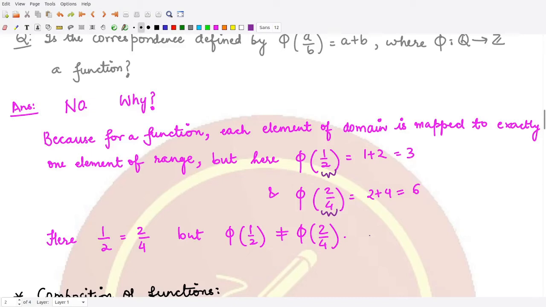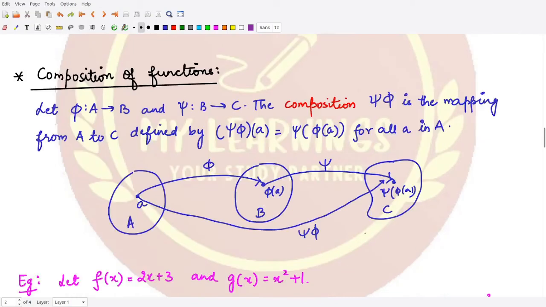Correct? Now next let us move on to another concept, which is the composition of functions. So how do you multiply different functions? In order to multiply or compose two different functions, you first of all have to see whether the range of the first is the domain of the second or not. They should be equal to each other. If that is the case, then only you are able to define this composition or multiplication, and this multiplication is defined in this way: you first write psi and then you write phi.